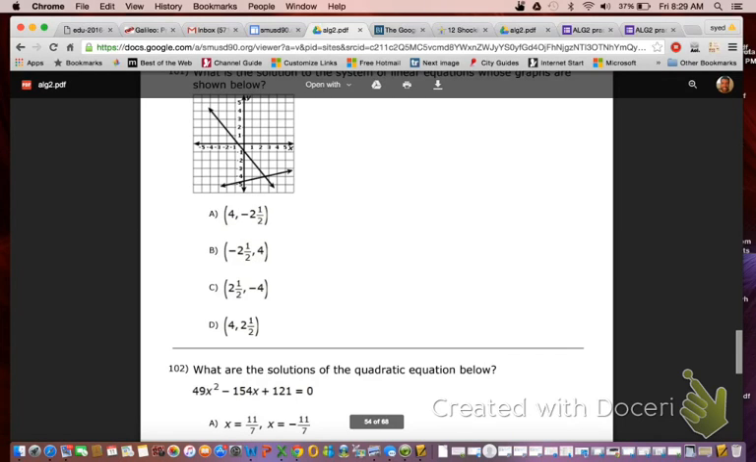So it's something like this. It's just saying where do they meet. I mean, that's literally this point right here, so it's easy to figure out.